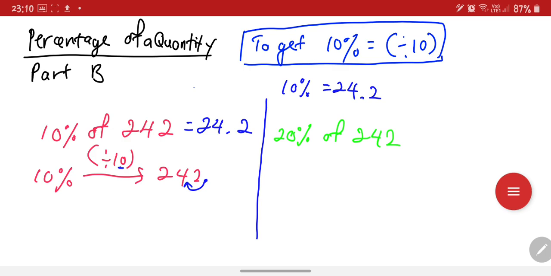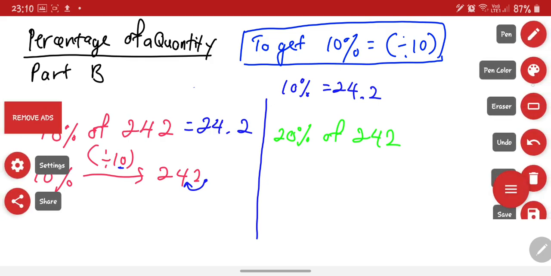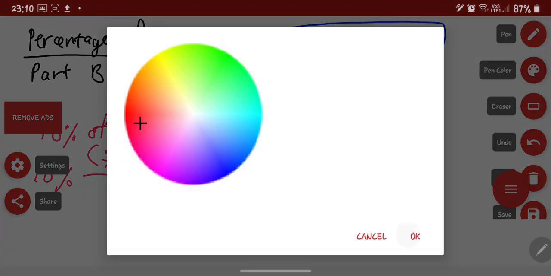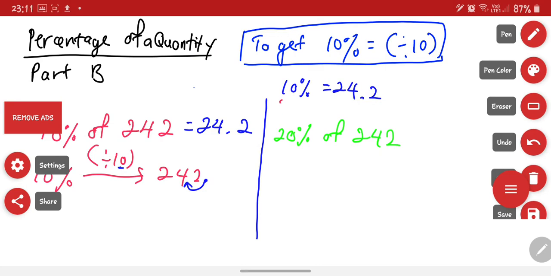20% of 242. Now you already knew how much was 10%. So for you to get 20%, the easiest way is to compare the numbers here. Okay, so from 10% to 20%, you multiply by 2. So the same goes for the answer, 24.2. To get 20%, you multiply by 2.